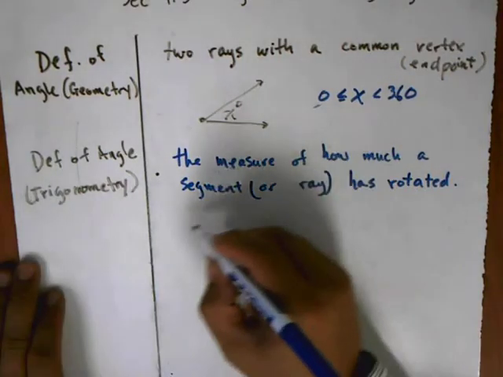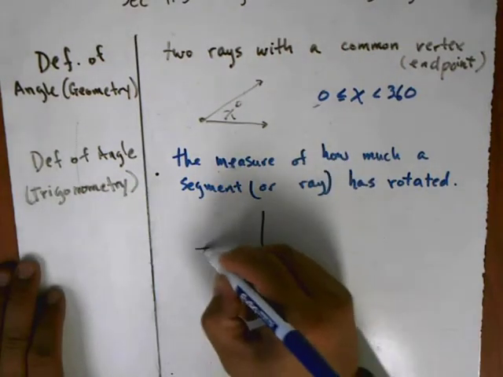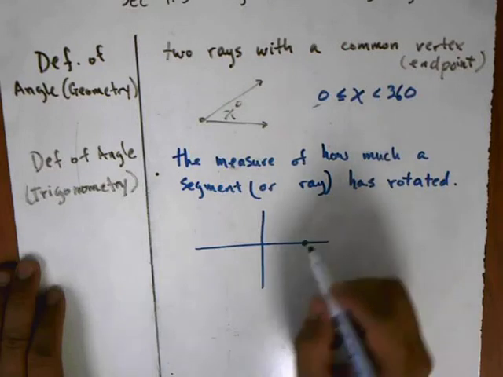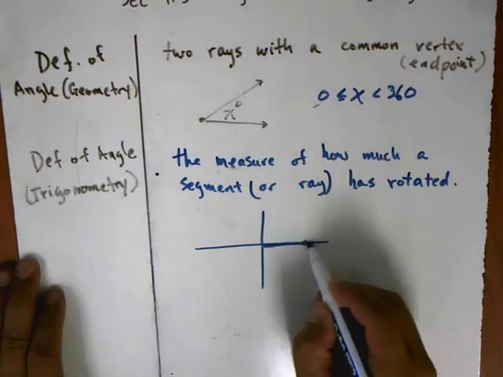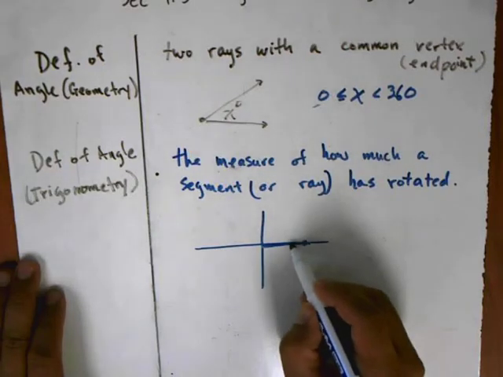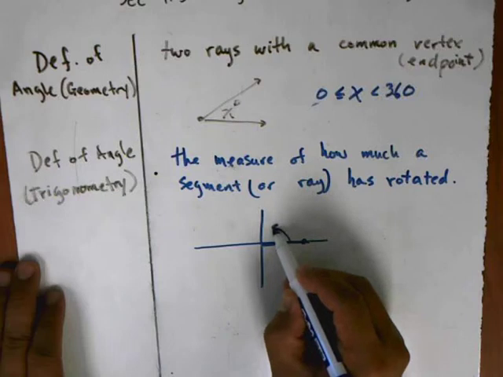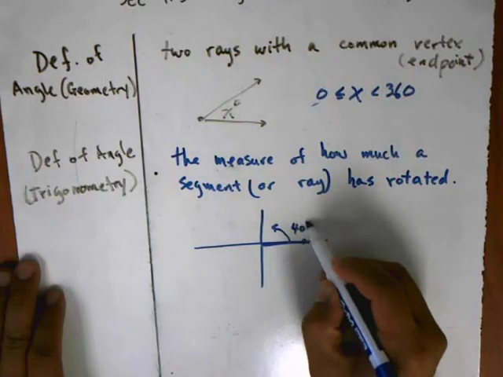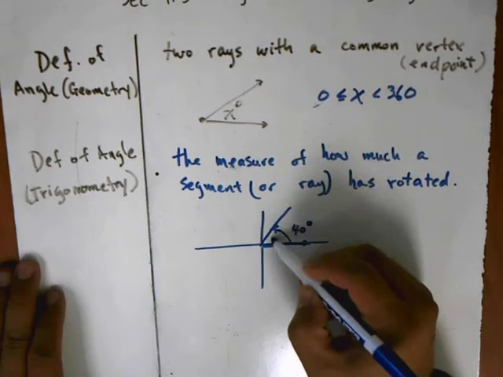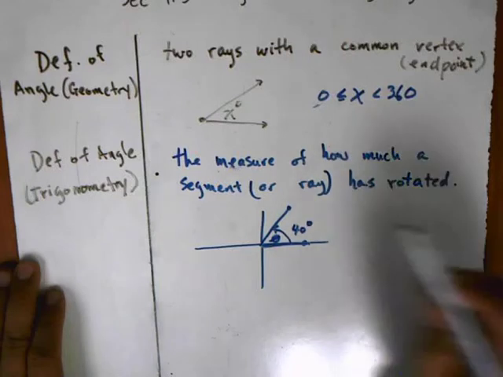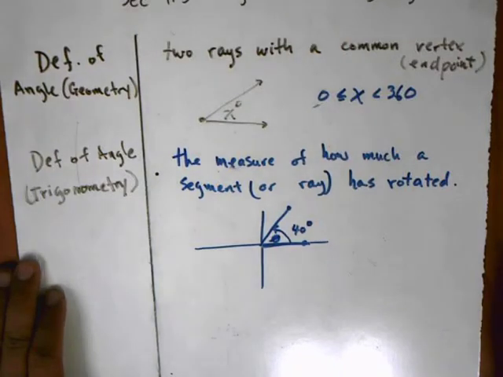So for example, if I have an xy coordinate plane, I have a segment right here along the positive x-axis, and if I rotate it this way about 40 degrees, we can say that this is angle theta, and that theta has a measure of 40 degrees.